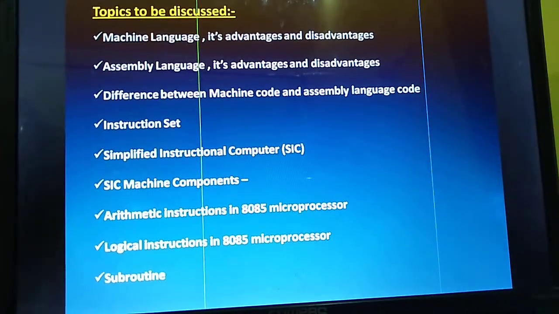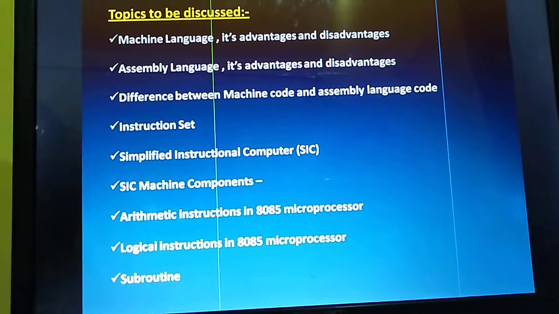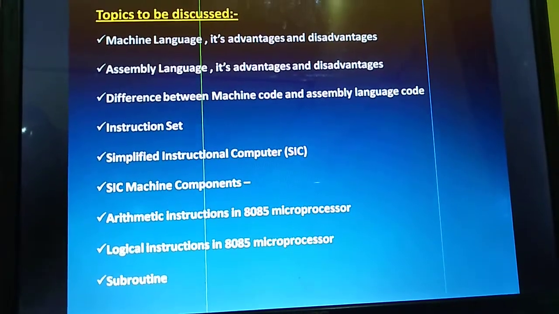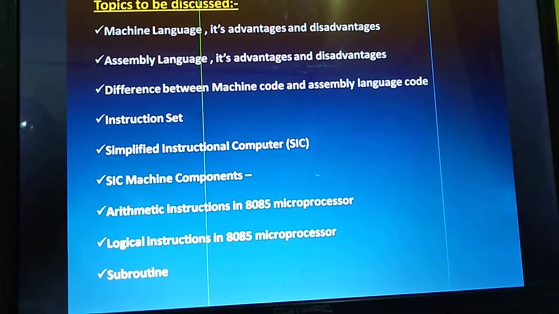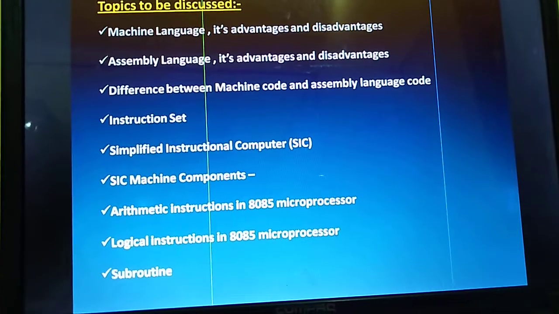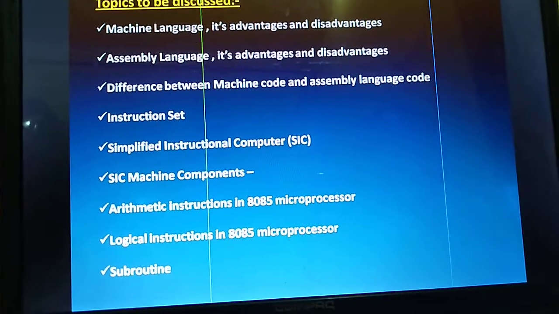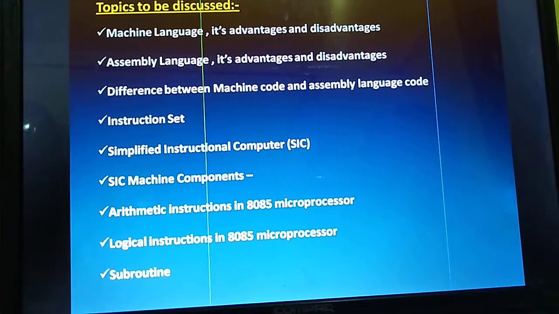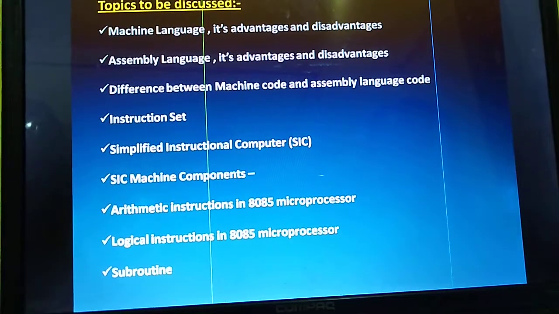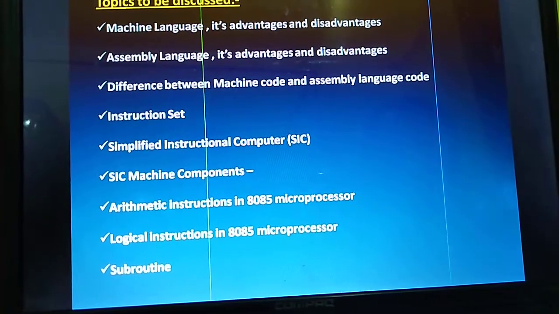Here we are going to discuss some topics like the machine language, its advantages and disadvantages, assembly language, its advantages and disadvantages, difference between machine code and assembly language code, instruction set, simplified instructional computer, that is SIC, SIC machine components, arithmetic instruction in 8085 microprocessor, logical instructions in 8085 microprocessor.